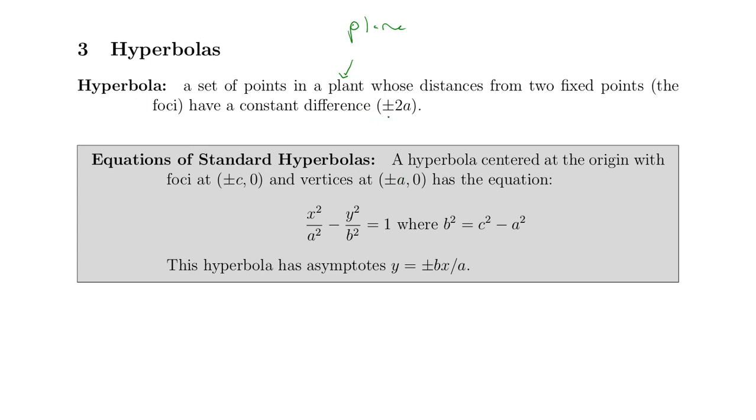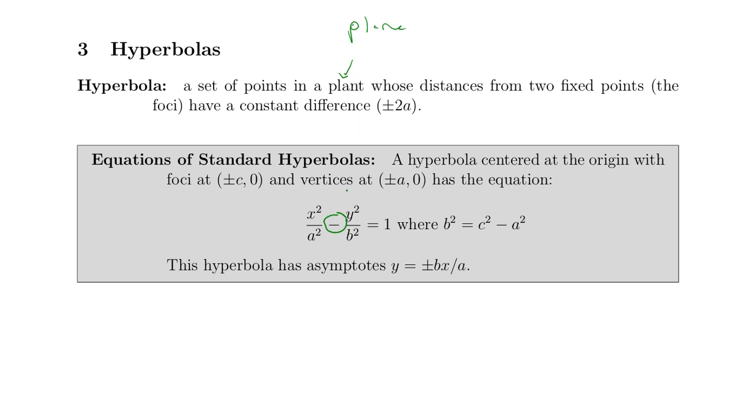And it might be positive or negative, but whatever. It's all going to be the same kind of things. So that's a bit hard to picture. You'll see it in a second, though. A hyperbola centered at the origin with foci at positive or negative c, 0, and vertices at positive or negative a, 0. And again, that's going to come from that constant difference. Here's our equation. The main thing to notice, we're subtracting here. Now, order actually really matters. So that's going to be something really interesting.